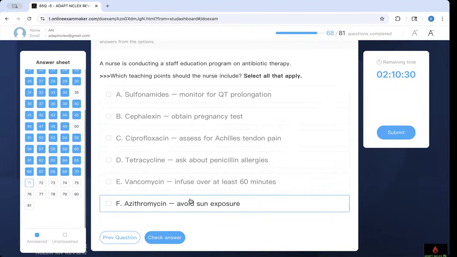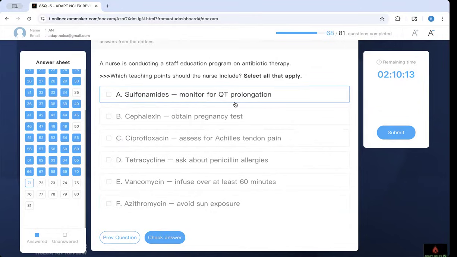Now I flip it. I give you wrong information, and I want you to pair them the appropriate way. Which teaching points should the nurse include? That means they have to include appropriately. A nurse is conducting a staff education program on antibiotics. Select and apply. Which one is appropriate? Sulfonamide. Do you monitor for QT prolongation? Is that right?